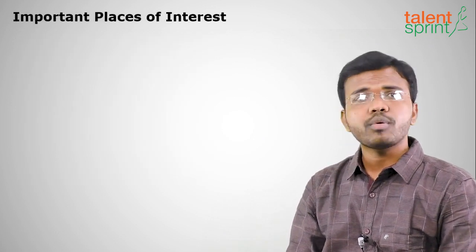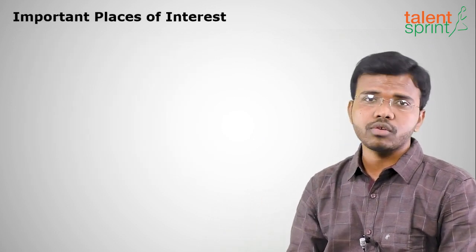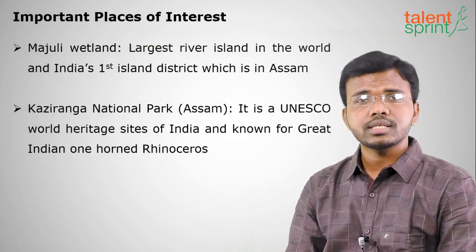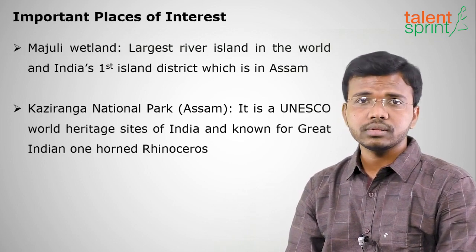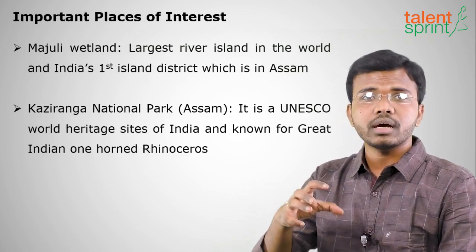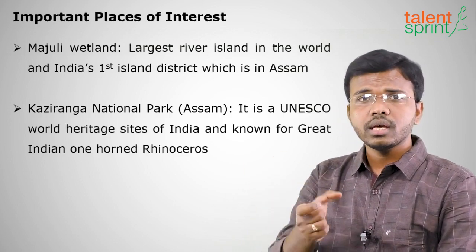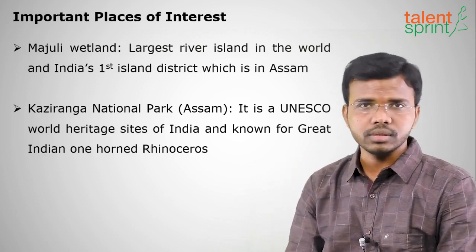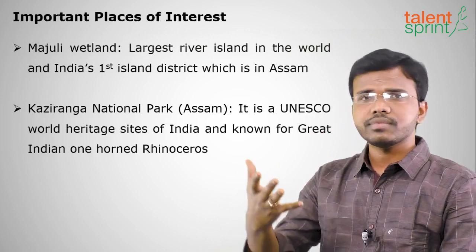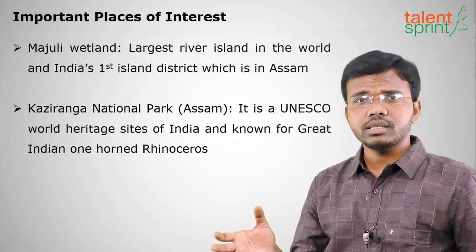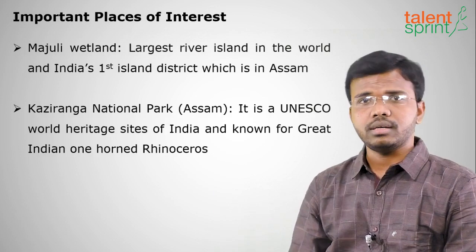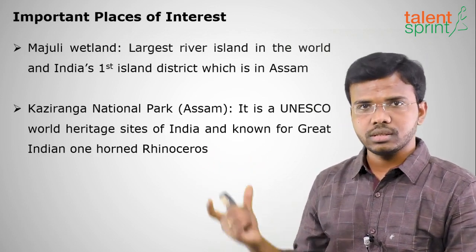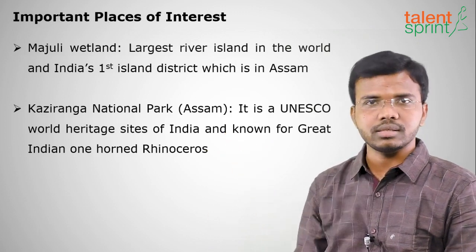So moving on to important places of interest on the course of Brahmaputra. So first is Majuli wetland. Okay, this is the largest river island in the world. Generally we don't have islands on rivers, but we have some, but it is the largest in terms of area in the world itself. Okay, and India has its first island district also, called Majuli district in Assam.